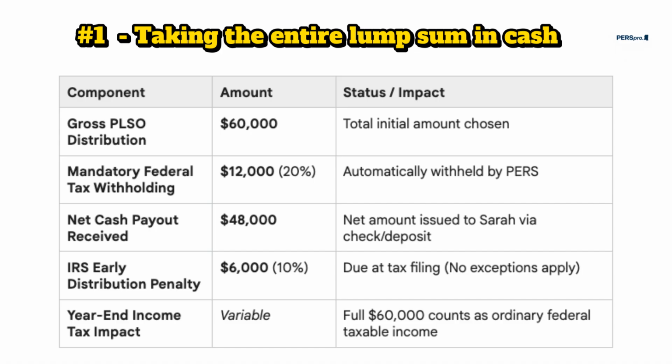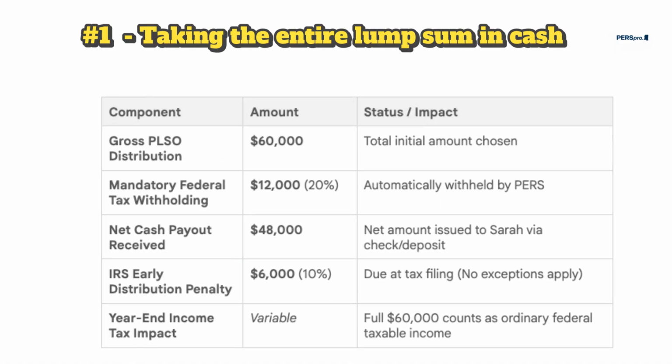due when she files her tax return. The takeaway: between ordinary income tax withholding and the early withdrawal penalty, $18,000 of Sarah's $60,000 lump sum goes straight to the IRS, and she may still owe more at the end of the year if this payout pushes her into a higher overall tax bracket.